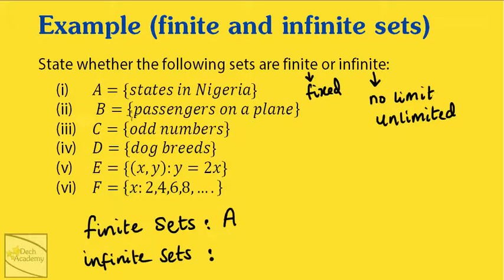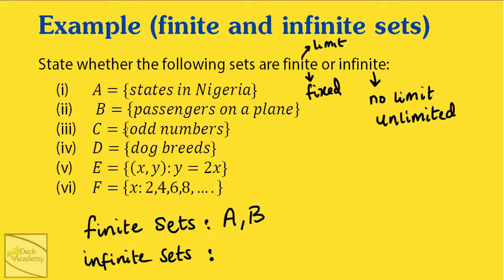For set B, the elements are the passengers on a plane. For any plane, there will always be a maximum number of passengers that can't be exceeded. So there's a limit to the number of passengers you can have on a plane, and a limit to the number of elements that can belong to set B. So set B is also a finite set.